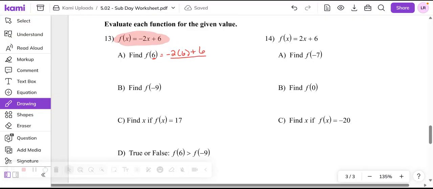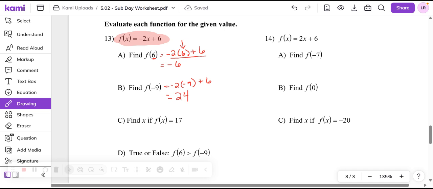And now I type that in a calculator. Negative 2 times 6 plus 6, and that would give me negative 6. Okay, so f of 6 is negative 6. Letter B, f of negative 9. Now the only thing that's going to change is instead of a 6 for the x, I'm going to put a different number there. So it'll be negative 2 times negative 9 plus 6. Negative 2 times negative 9 is 18, plus 6 is 24.